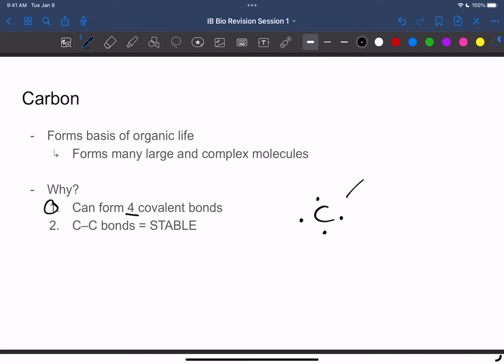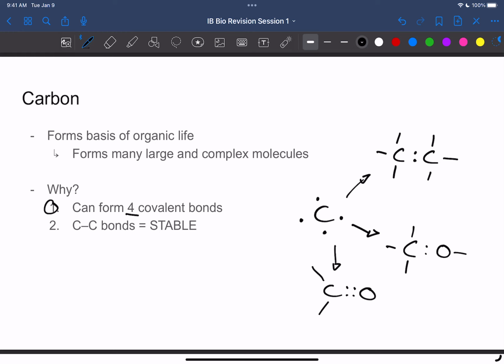An example is a carbon to carbon bond. They share their electrons, their covalent bonds. Another example could be carbon to oxygen. Again, they share their electrons. And another example is carbon can have double bonds sometimes. So it can have something like this.